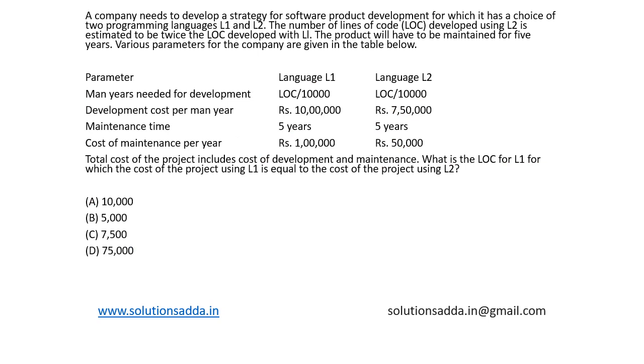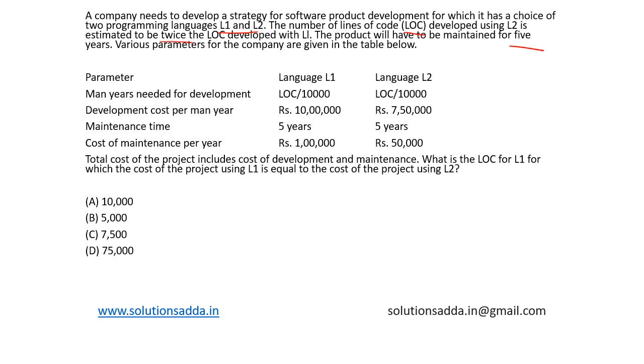This is a question from software engineering. A company needs to develop a strategy for software product development for which it has a choice for two programming languages, L1 and L2. Number of lines of code (LOC) developed by language 2 is estimated to be twice the LOC developed by language 1. This is an important point. Twice the LOC developed by L1. The product will have to be maintained for 5 years. Various parameters for the company are given below in the table.